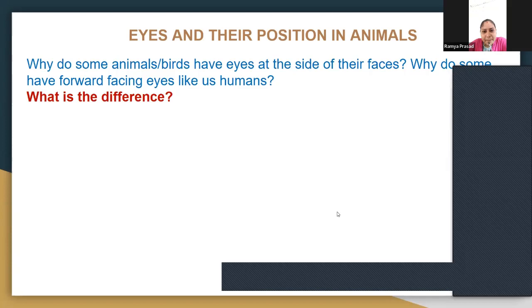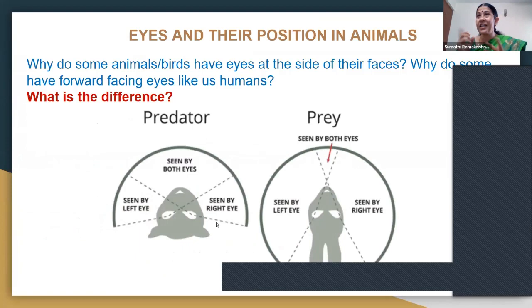See, it's divided as the predator and prey. Predators are the hunters. Like a lion or a tiger, you can see they have the vision like this. They can see by both the eyes. This is the vision, the one which I've drawn here. Left eye vision is this much, right eye vision is this much. But they cannot see at the back. They can only have the front view.